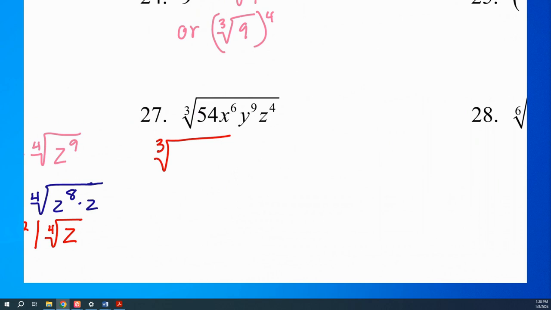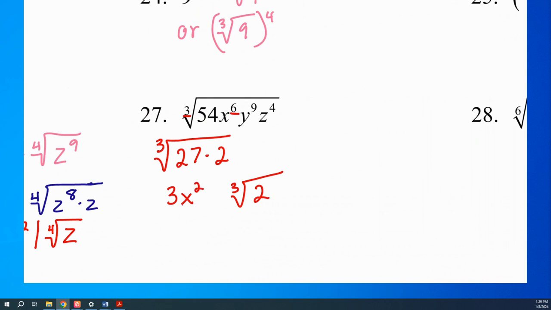Okay, let's think cube roots. 8's a cube. 27. Yeah, it's going to be 27. 27 times 2. What's a cube root of 27? 3. And then underneath the radical, we'll have a 2 left over. Am I going to need to worry about absolute values on this one? No, because it's an odd root. So, how many times does 6 divide nicely by 3? Twice. Does it have any remainders? No, so that means I can take out an x squared.